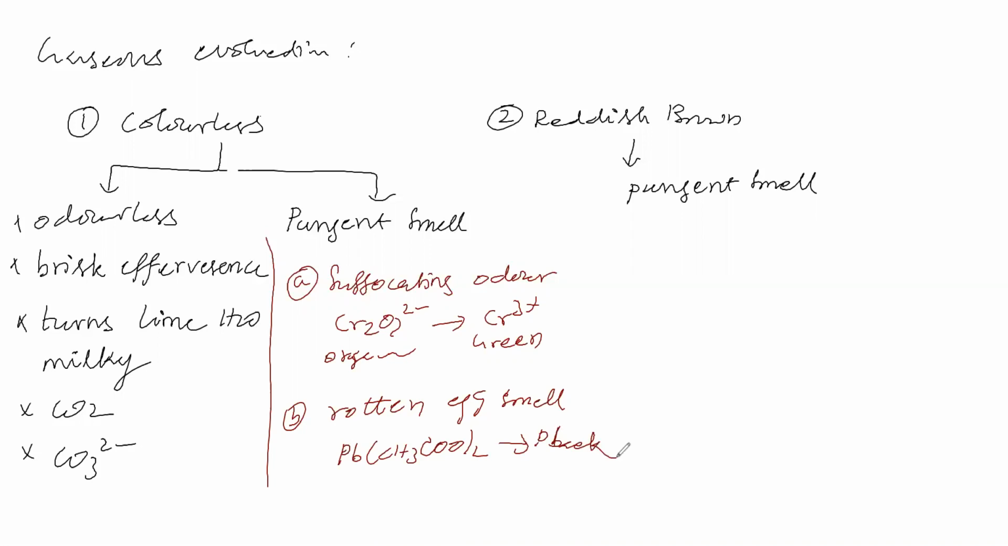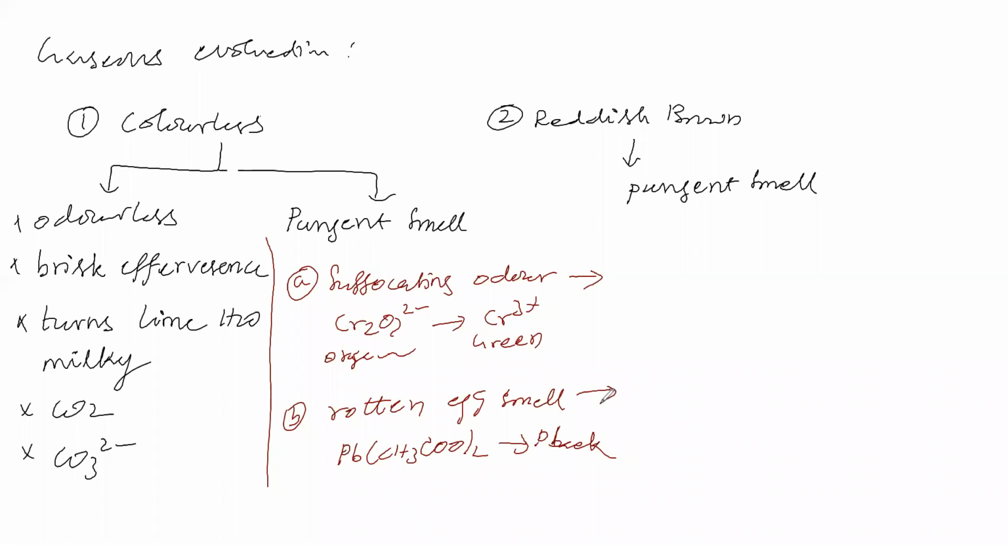Now see, the gas is colorless and has a pungent odor. Of the two possibilities, one is suffocating odor, another one is rotten egg smell. The suffocating gas turns the orange color of acidified dichromate into the green color of Cr3+. The rotten egg smell gas turns colorless lead acetate into black. Now say, what is this gas and what is this gas?